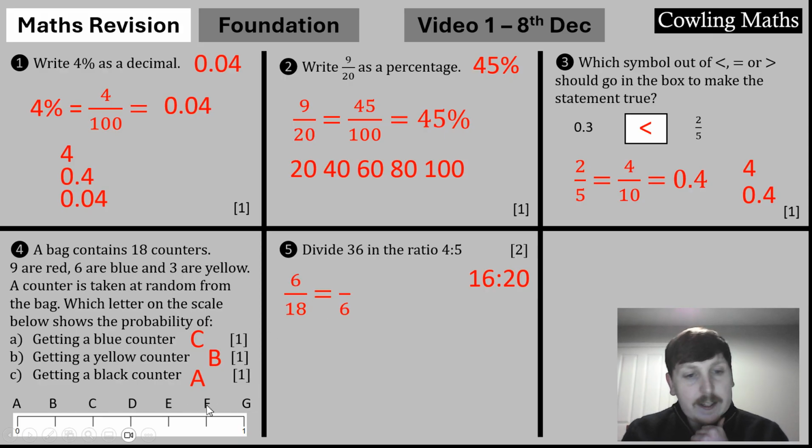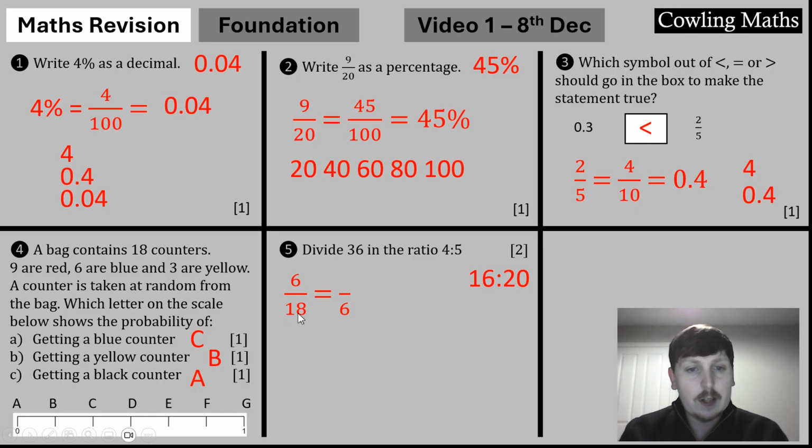Now, on my probability scale, let's look at all of these notches, if you like. So this is the first one, and then I've got 1, 2, 3, 4, 5, 6. So that means this probability scale is showing probabilities out of 6. So that's 0 out of 6, 1 out of 6, 2 out of 6, 3 out of 6, 4 out of 6, 5 out of 6, and 6 out of 6. So I need to try and turn this probability 6 out of 18 into a fraction out of 6 first of all.